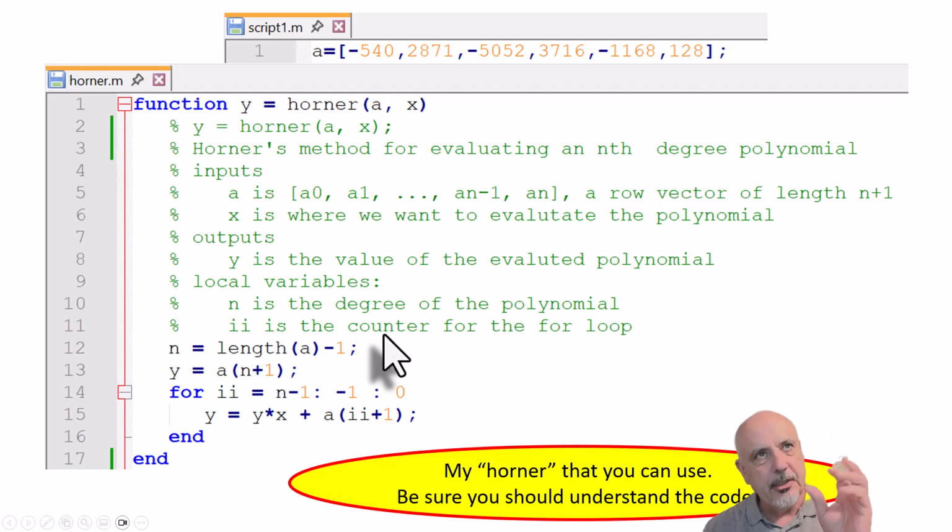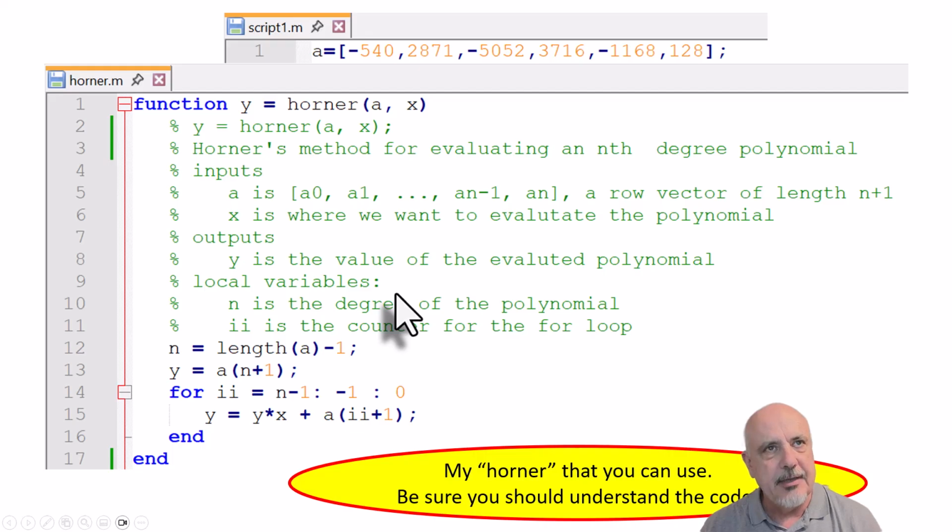So the Horner function, I'm going to let you avail yourselves of this, and this is in my day 7 folder. But what happens is you send in the coefficients in ascending order for a, and then you give it the particular x that you want to evaluate the polynomial at, and it'll return the y value. So what happens is my y value starts out as the highest coefficient.